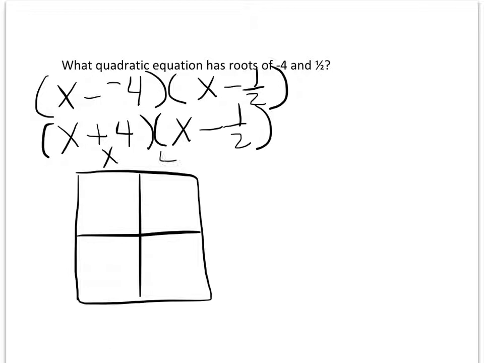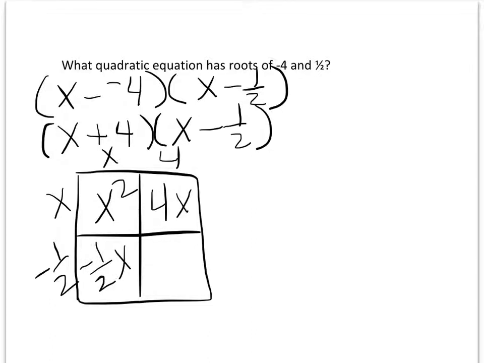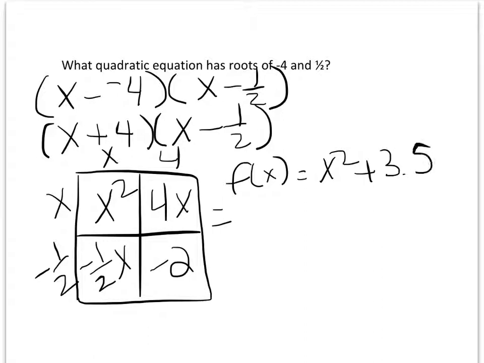I'm going to use the box. You can FOIL or you can distribute. I'll get x squared, 4x, negative 1/2 x, and negative 2. So this simplifies to f of x equals x squared plus 3.5x minus 2.